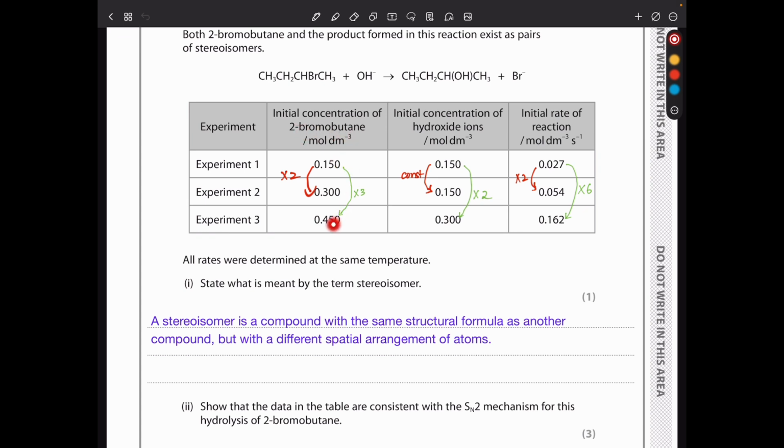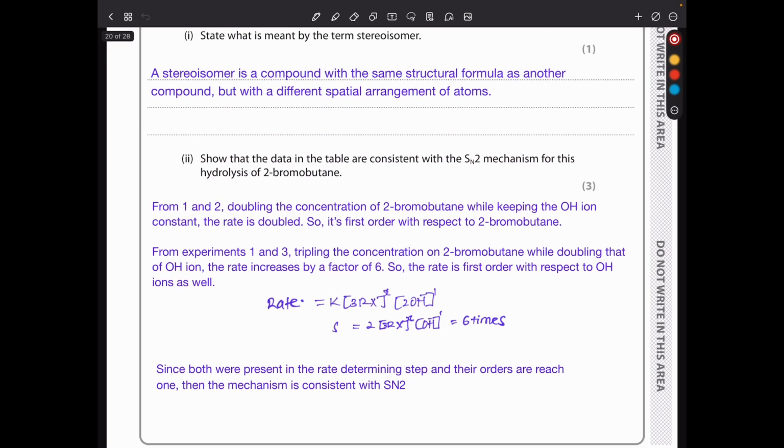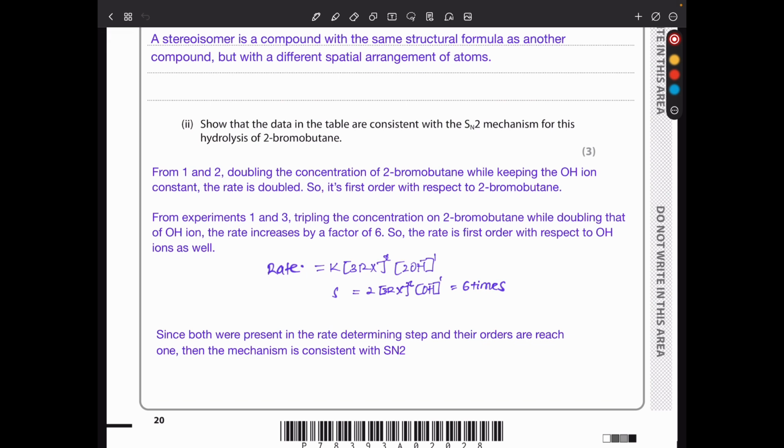And when this is tripled, that is multiplied by 2, here we see an increase in the rate by a factor of 6. So this is going to be first order with respect to the hydroxide as well. I can show it here. If the original rate is rate equals k times the concentration of RX times OH to the power 1, because we've already established this is order 1, it means the rate is going to be twice.